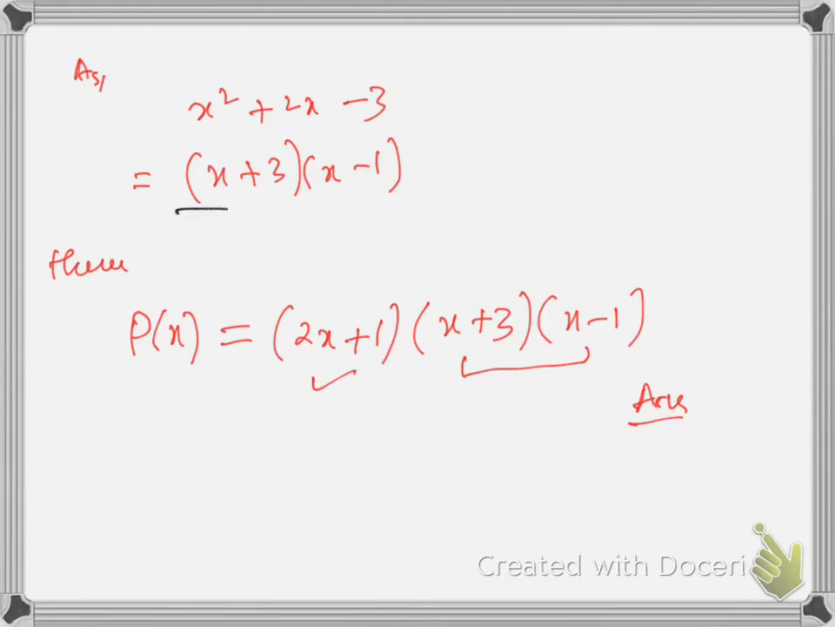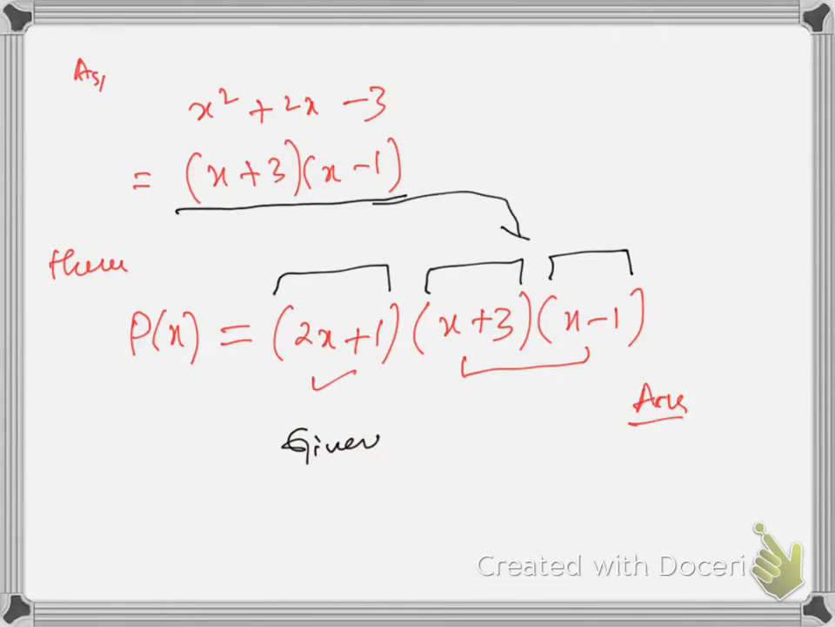The factorized form of this quotient is x plus 3 and x minus 1. The question was factorize p of x completely. That means write p of x as the product of its factors. So there are three factors. The first factor, 2x plus 1, was given, and we found the second factor and third factor from the quotient. So this is the way to write the answer.